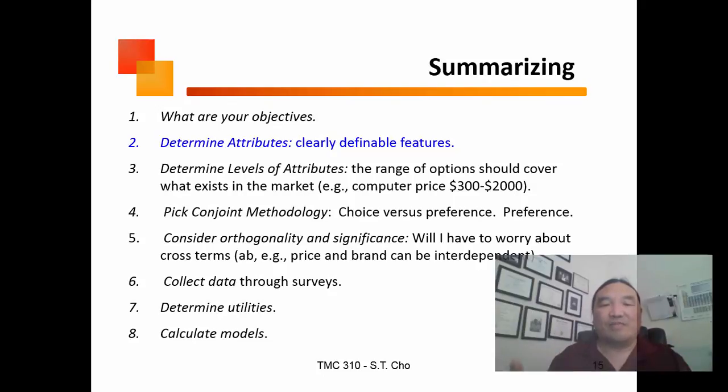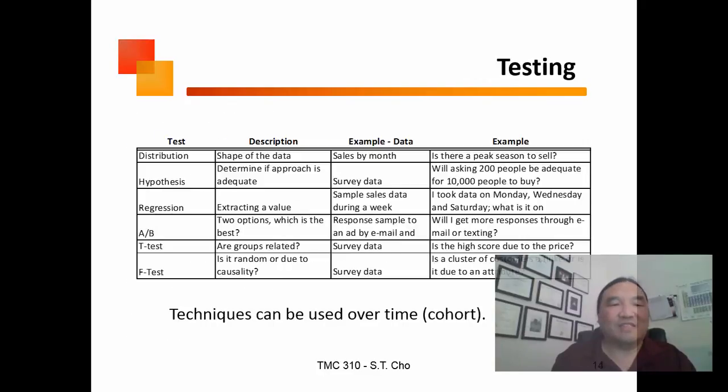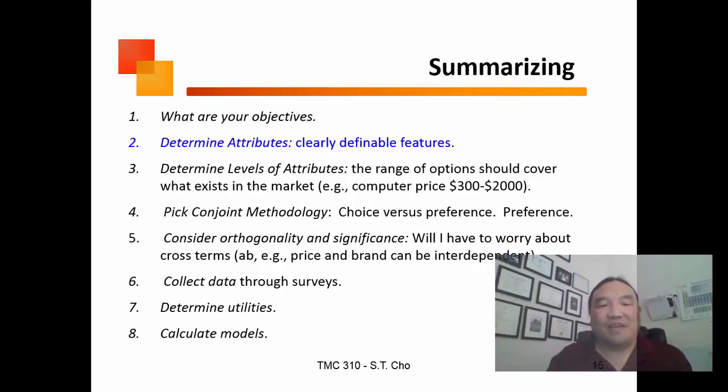Make sure my variables are orthogonal, collect my data, determine what my utilities are, meaning what are the outcomes of who's taking it, and then out of all those statistic models, what am I really interested in? What data do I want? And then do my calculations.